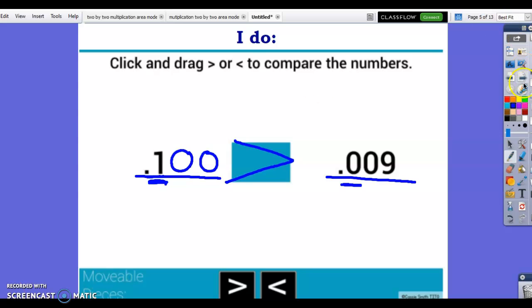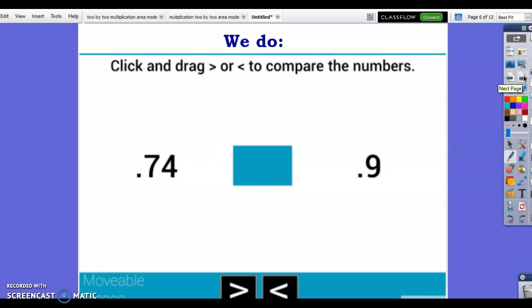Next one. This time I want you to write it down. You have 74 hundredths and 9 tenths. Write both of those down and see if you can compare. Again, neither one of these has anything in the ones place. So pause the video here, get those written down, and see if you can get it.